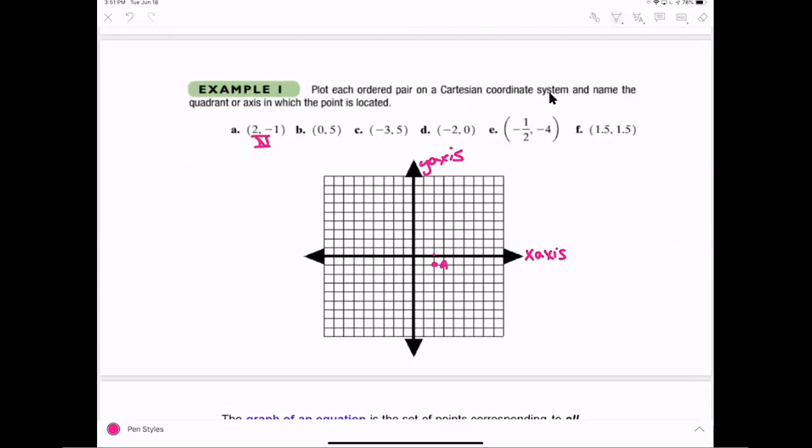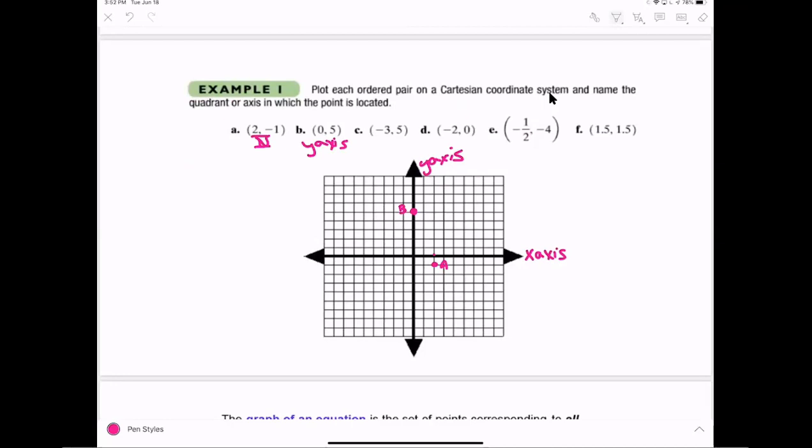The next example is the point (0, 5). Well, if I'm here at (0, 0) and my x value is 0, that means I'm not going to move left or right. I'm going to stay where I am. But then for the y value, it's a positive 5, which means I'm going to go up 1, 2, 3, 4, 5. And I'm going to place my point, and I'm going to label it point B. Now notice the point is not in one of the quadrants. It is located on the y-axis.